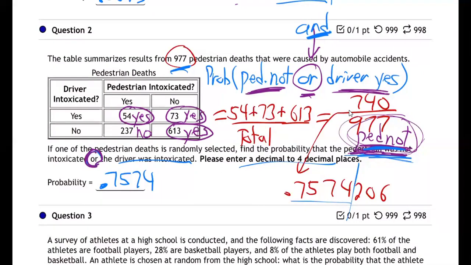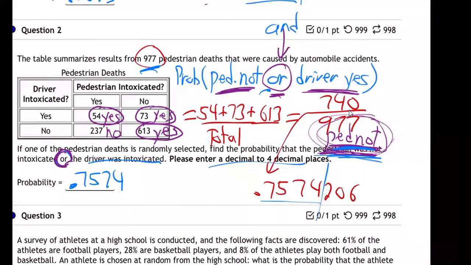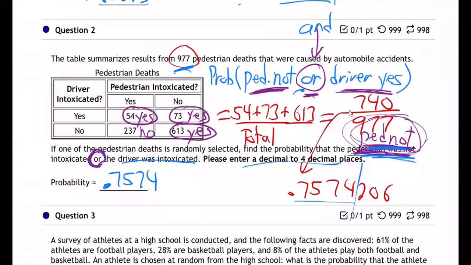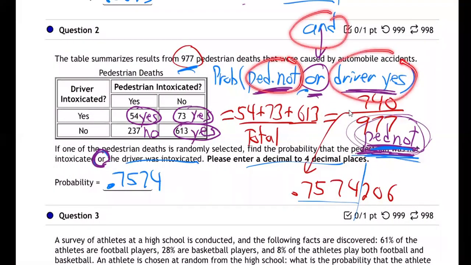So what would my answer be in this case if they said pedestrian not and driver yes? How many people are pedestrian not and driver yes? 73. Yeah, that would just be the straight 73 on the top divided by the 977, same total on the bottom, whatever that came out to be. Everybody good with that? That's correct. That's the 73, because those are the driver yes people and pedestrian not. It would just be that one box, the 73.